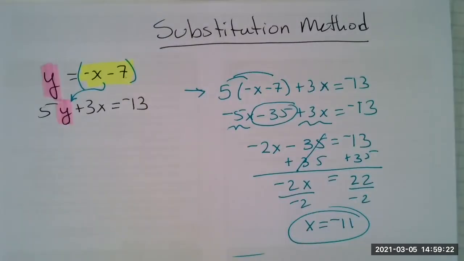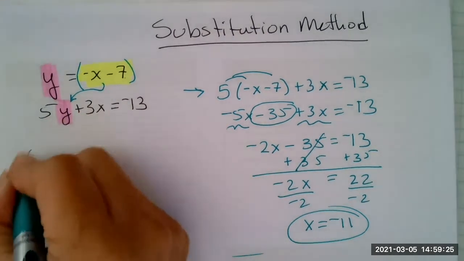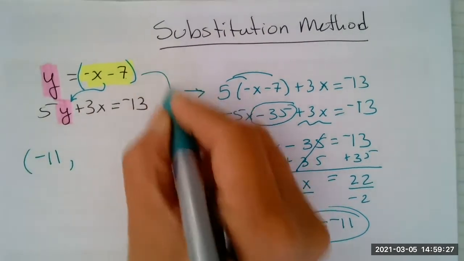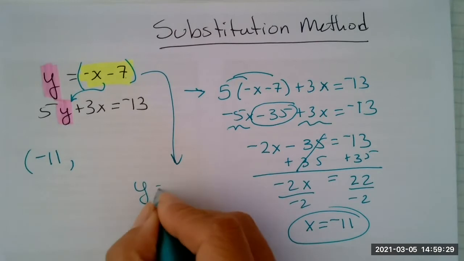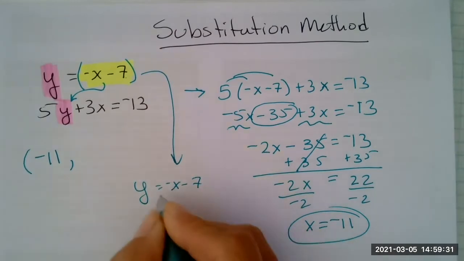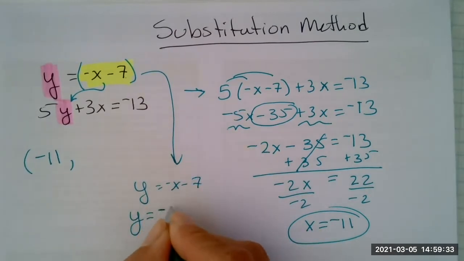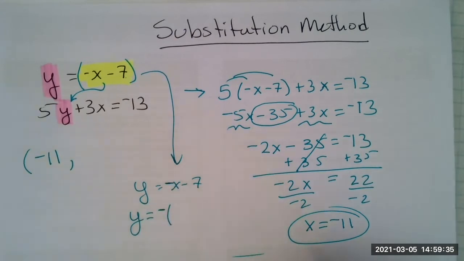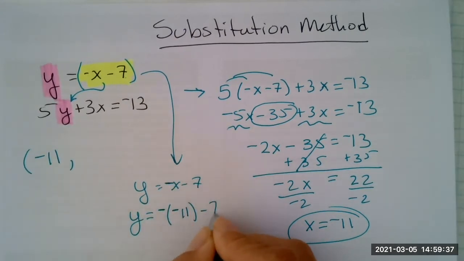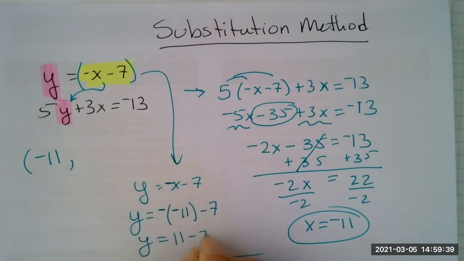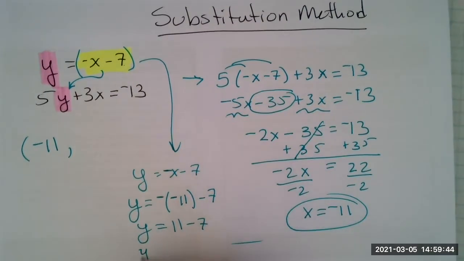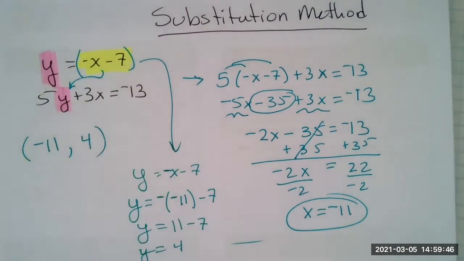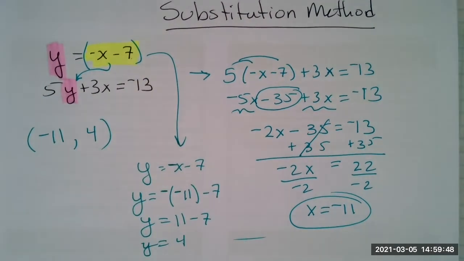Does that make sense? So now my point is negative 11 comma, and I need to find y. So that's going to get substituted in there. Don't forget that negative sign's already there. This one is its own negative sign. And that's just going to be 4. There's my answer. I want you to try one. All right? So try this one.